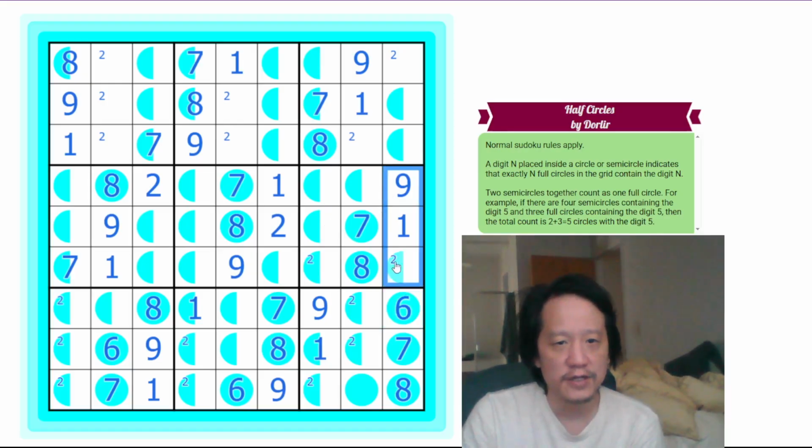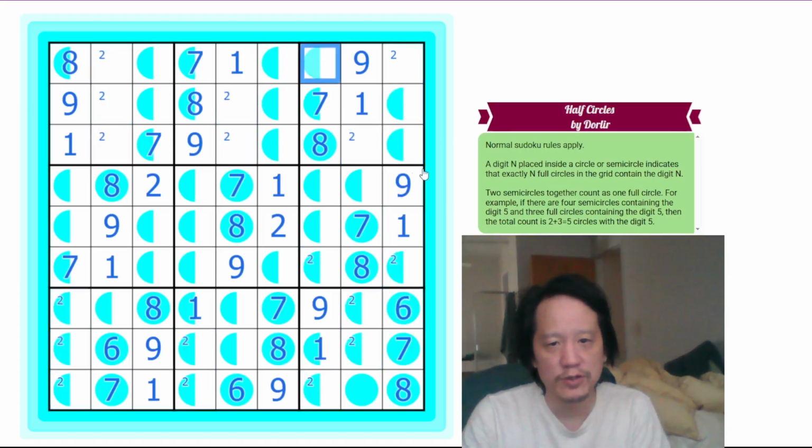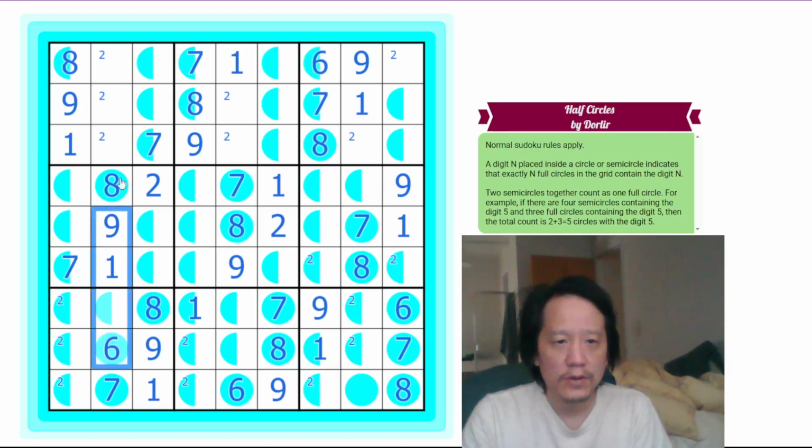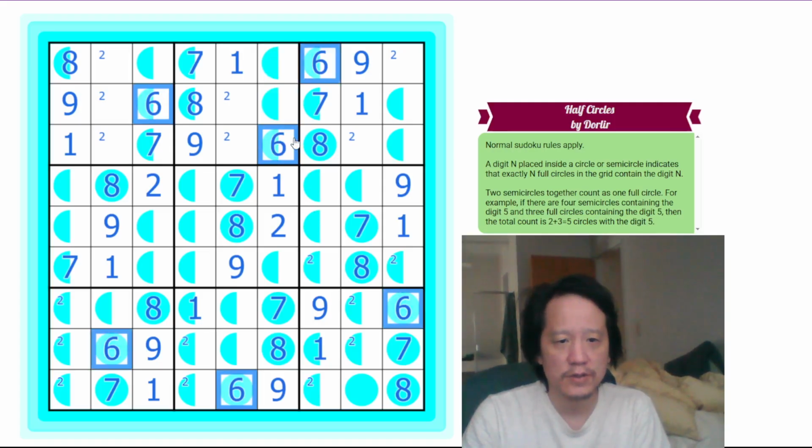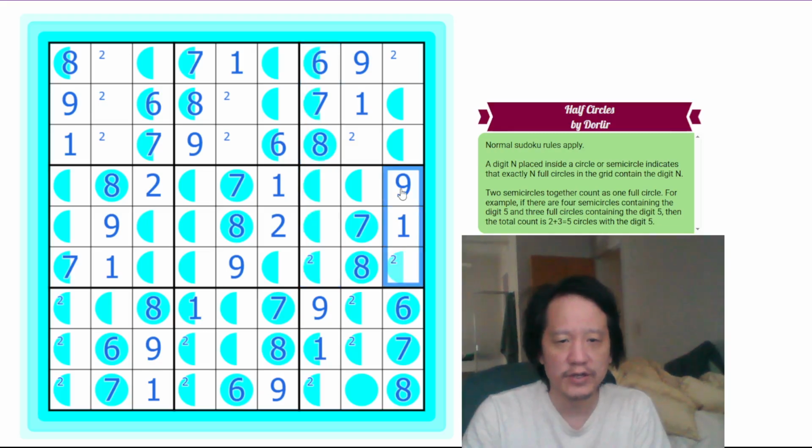6 has to be then in the half circles, cannot be here in this upper right-hand box, so it must be here. It must be one of the half circles here, so it can't be here, so it must be here. And then it must be one of the half circles here, so it must be here. That means we still have 3 more half circles it has to be part of. 6 can't be here, 6 can't be here in this right central box, so 6 must be there. 6 cannot be here, so it has to be one of these 2.